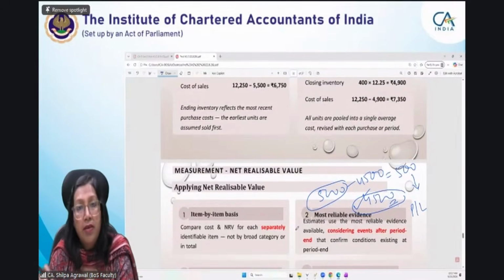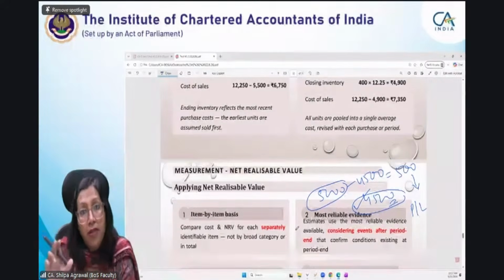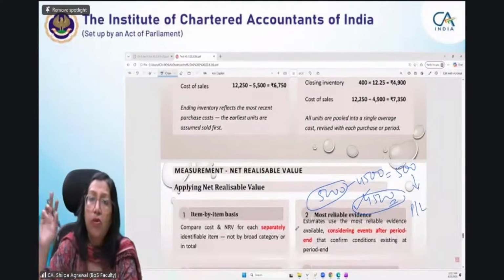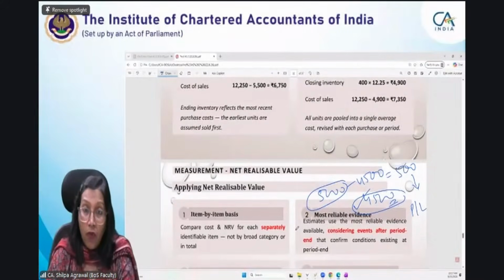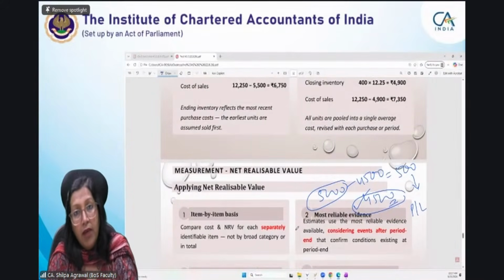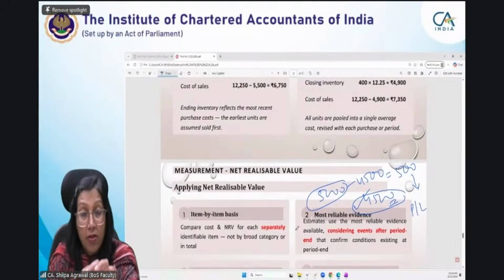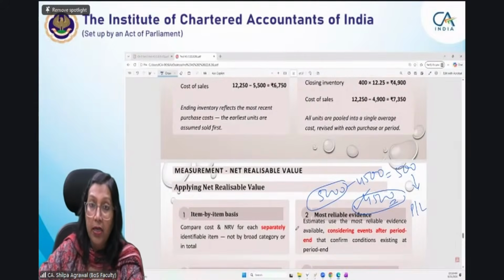When you are measuring your inventory at NRV, the difference of cost and NRV goes to P&L as a loss on inventory. Okay. Now, there may be a reversal also. In this reporting period, because your NRV was less than cost, you measured at 4,500. However, that inventory was unsold by the next reporting date also.